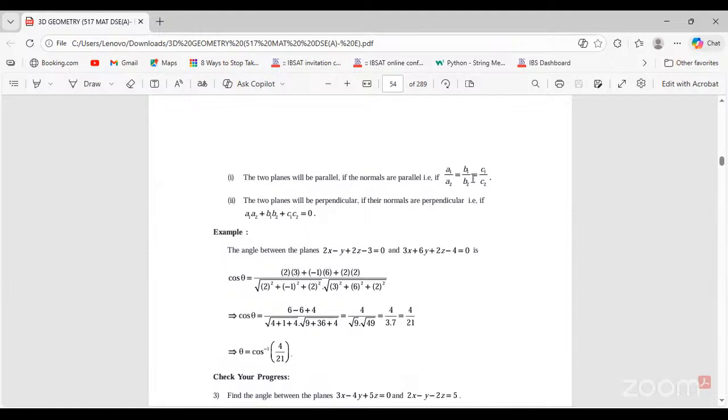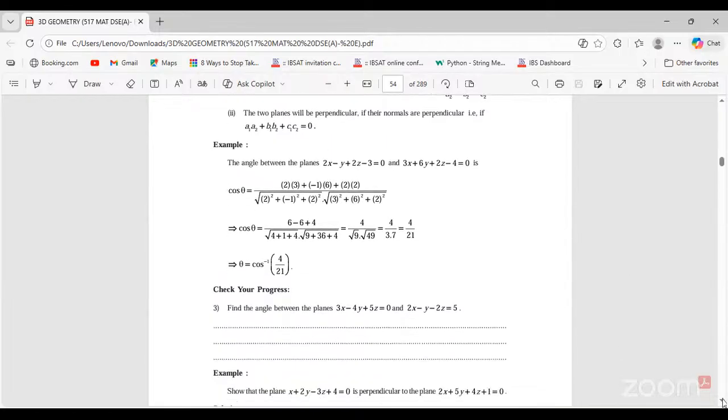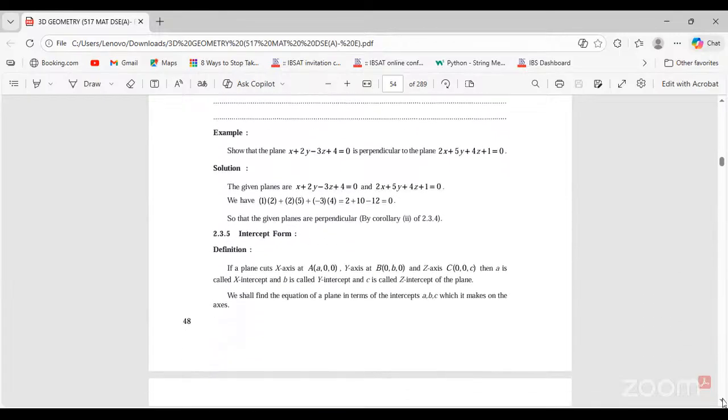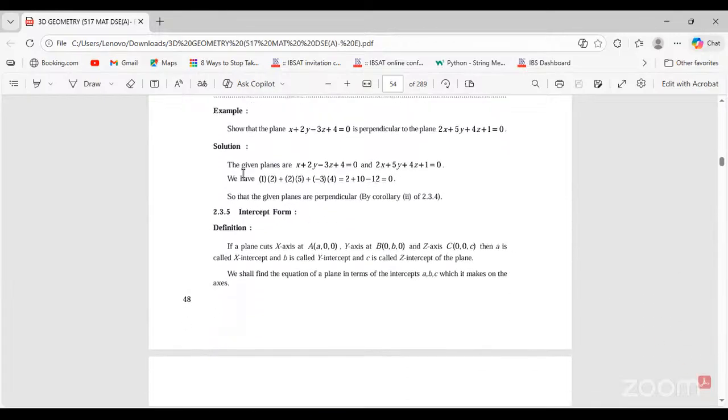We have to check this condition. If this condition is true, we conclude that the two planes are perpendicular to each other. That is enough. Now this condition A1 A2 plus B1 B2 plus C1 C2 equals, we get 1 into 2, 2 plus 10 minus 12. So 12 minus 12 is 0. So the two planes are perpendicular to each other.